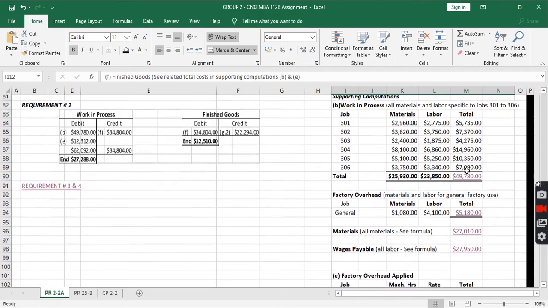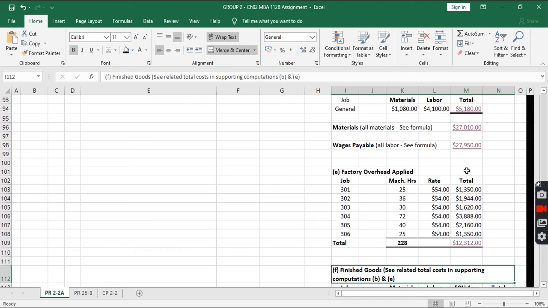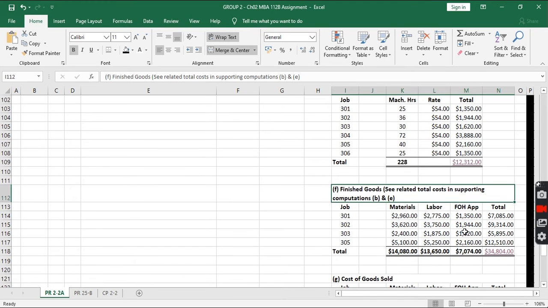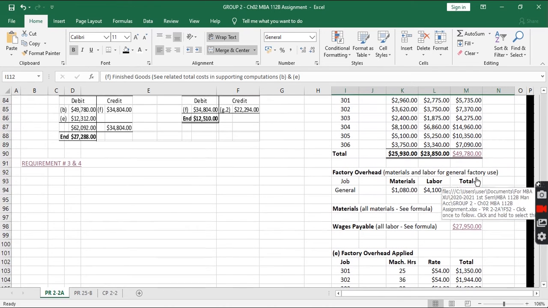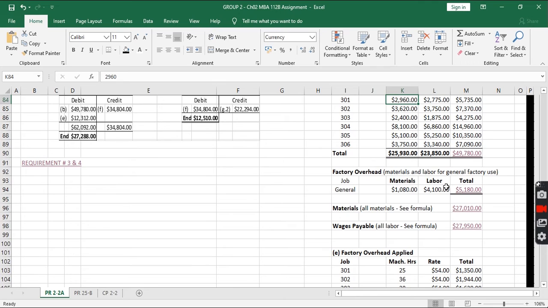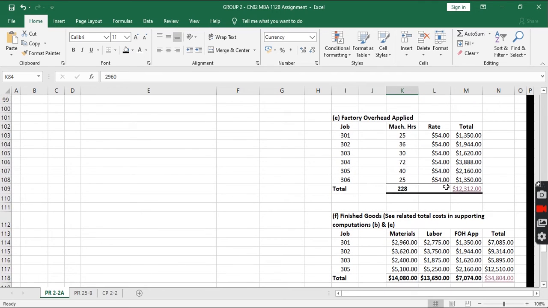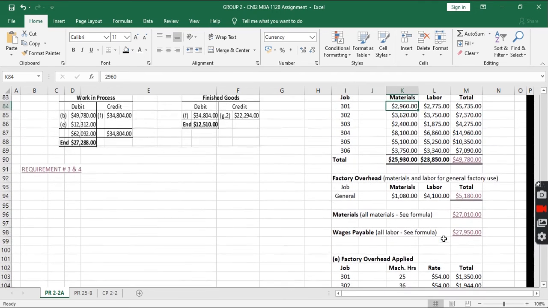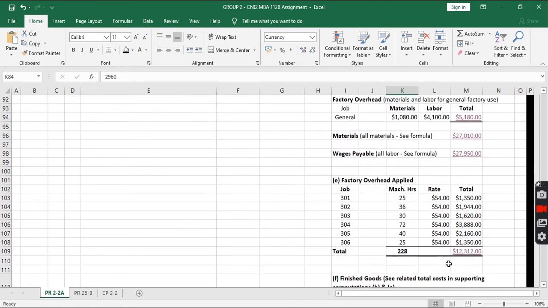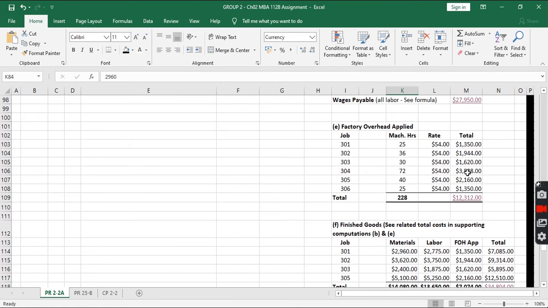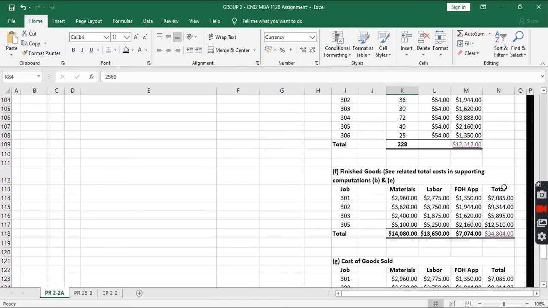And for our factory overhead applied, the data is here. So with that in mind, for example, for 301, materials is 2960, which is found here. And then for our labor, 2775, which is found here. And our factory overhead applied, which is found here. So for a total of 7,085. So do the same for 302, 303, and 305.